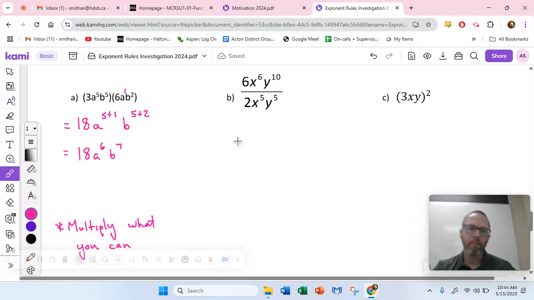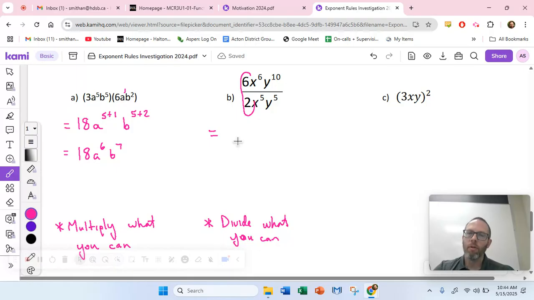Divide what you can. What do I mean by that? You divide 6 and 2. 6 divided by 2 is 3. Some of you guys are going to get into this idea, subtract. But no, we subtract exponents when dividing powers. When dividing numbers, you just divide the numbers. 6 divided by 2 is 3, last time I checked.